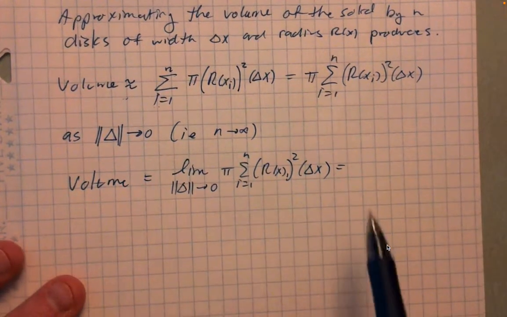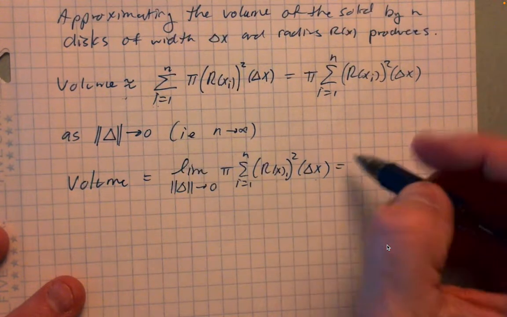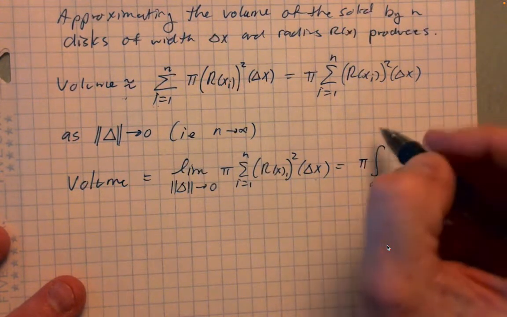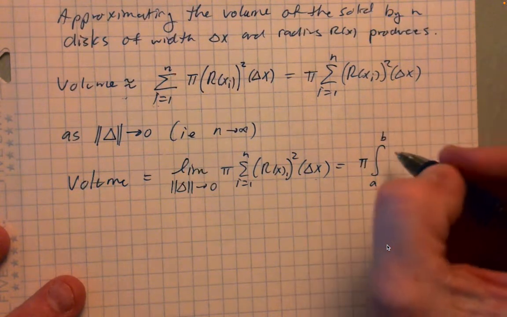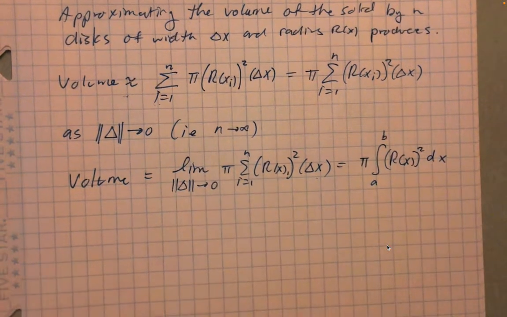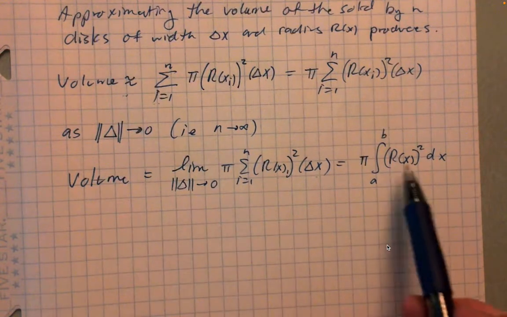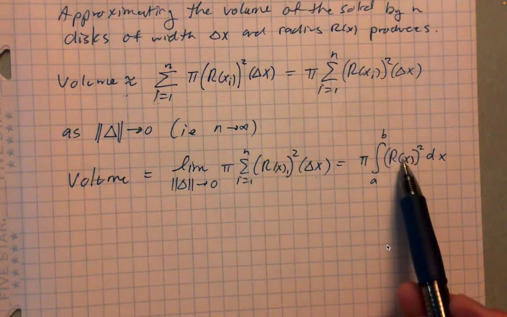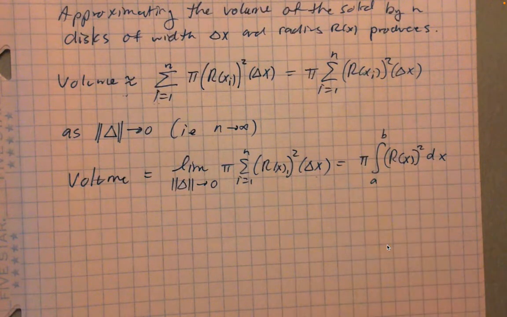And of course, this is just a Riemann sum with a square term in here, so this would just be equal to the integral from a to b of r of x squared dx. Okay, so basically, to find the volume, you just need to know this r function, and you square that, integrate, and then multiply everything by pi, and that gives you the volume.